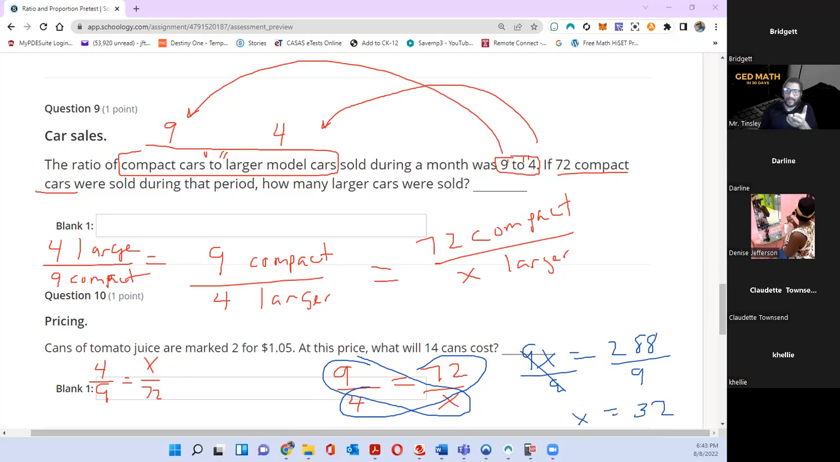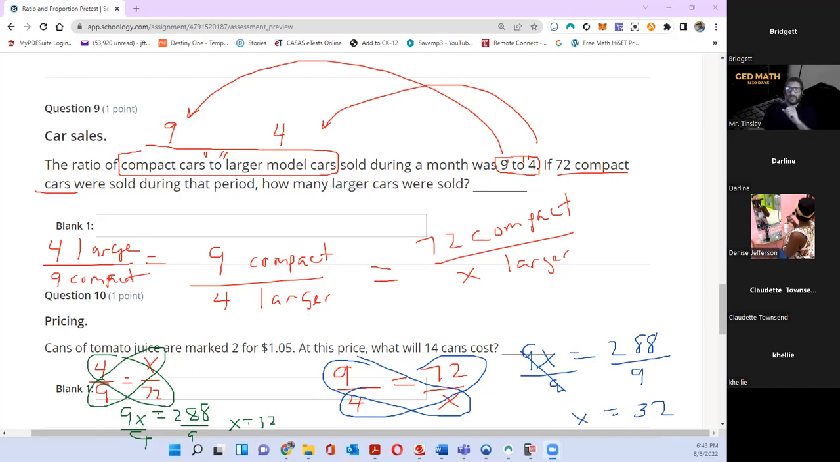Same thing here. Watch this. I'm going to change my color. It doesn't matter how you set it up, as long as you stay consistent on both sides of the equal. 9x equals 288. Did we get the same exact equation? Yes. Now, this is not how I would tell you to do it.